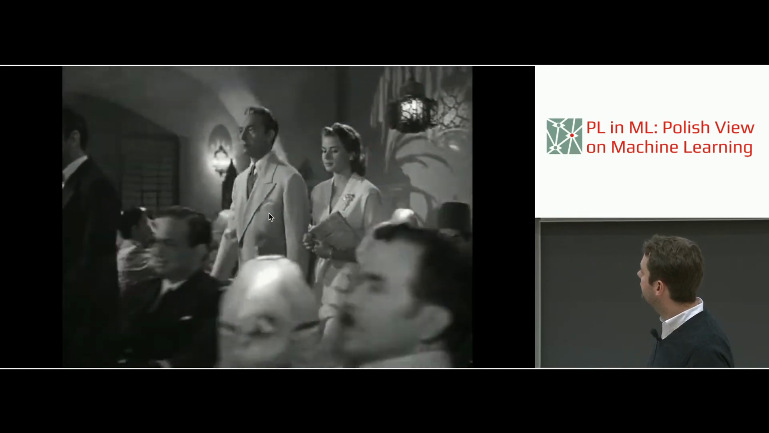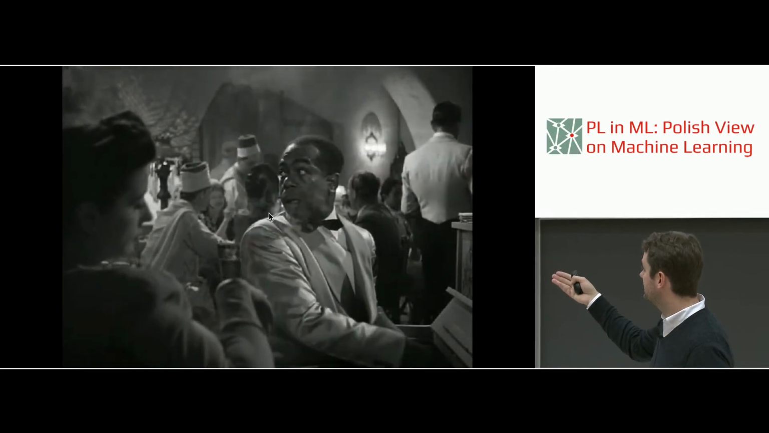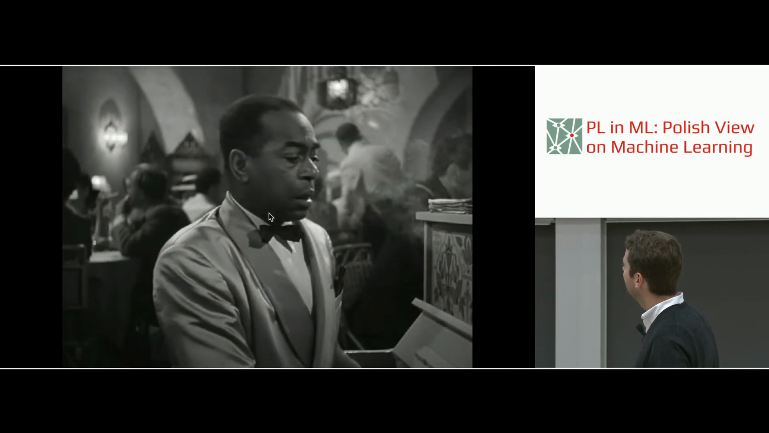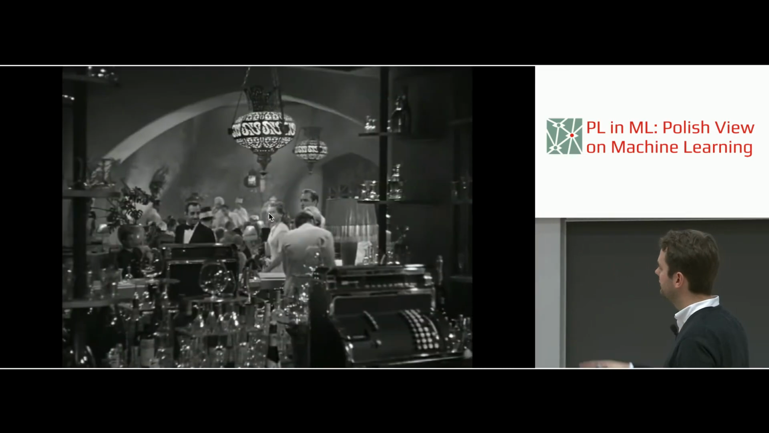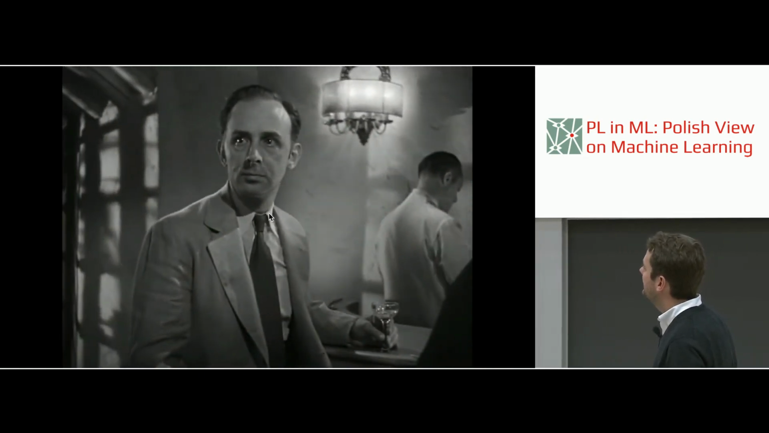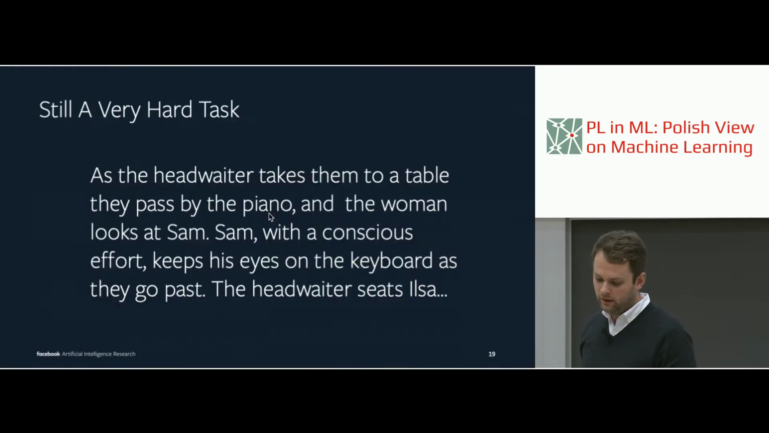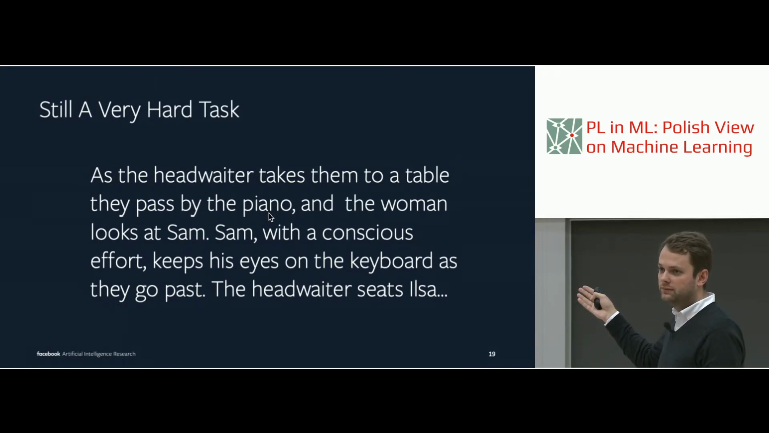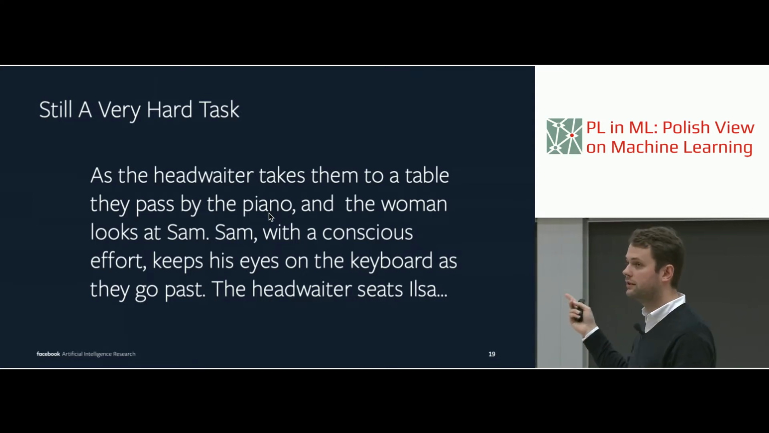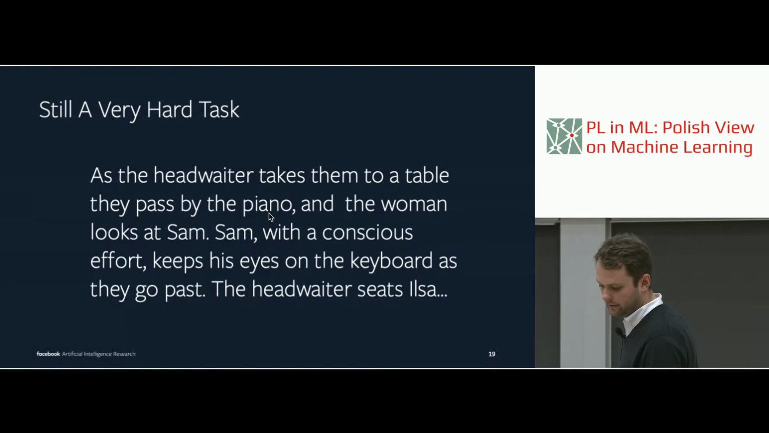So indeed, there is the head waiter. They pass by the piano. The woman looked at Sam. I guess that this is Sam. And actually, that's where she looks at him. He's going to look at the keyboard with a conscious effort. So that's right now. This guy isn't mentioned. And then the head waiter sits Ilsa. So well, that describes it pretty well. And most things that are described here really happened in the video. However, it's not like a symbolic representation. You cannot do machine learning with something like that as a label set.